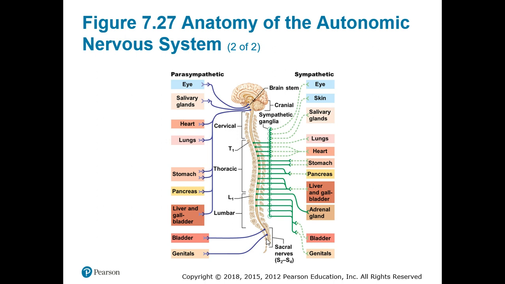So here, this is just bringing up your sympathetic versus parasympathetic. Note that para takes place in your cervical or your cranial region and your sacral. Sympathetic, this is going to hit a lot of your organs, and they get signals from your thoracic and your lumbar.